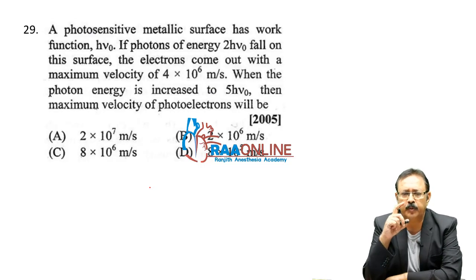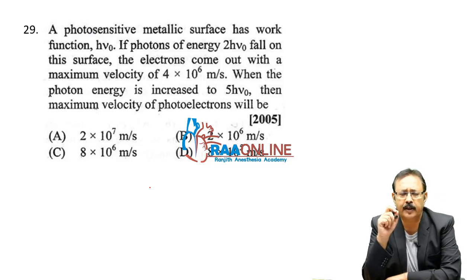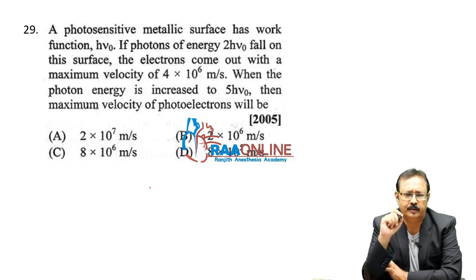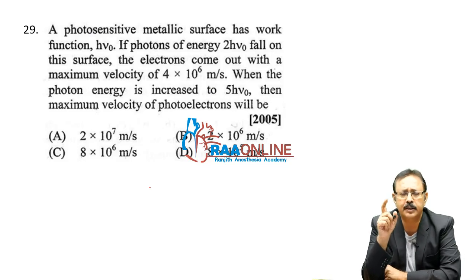Next, it is from 2005 AIPMT. A photosensitive metallic surface has work function h nu naught, and you send a photon of energy 2 h nu naught.